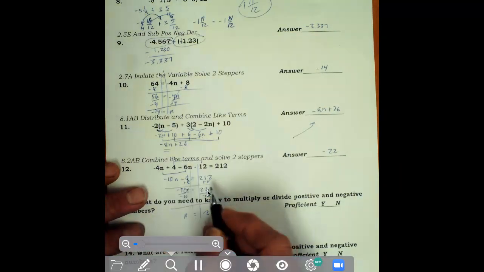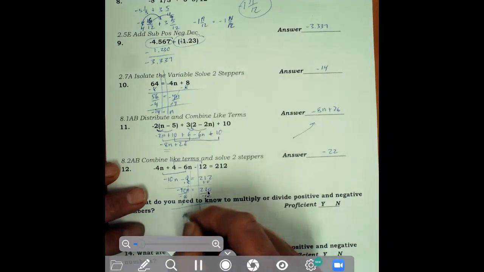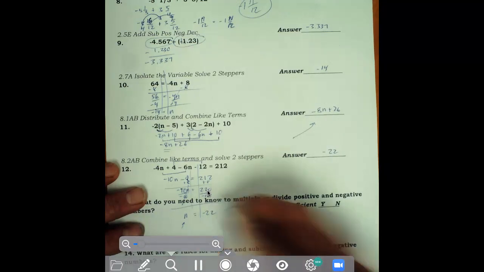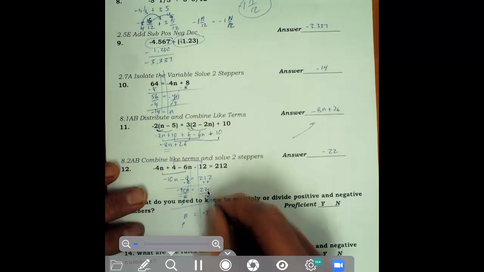On this one down here, these combine to make a negative 10n. These combine to make a negative 8. You add 8 to both sides, and you have 10n equals 220. Divide by 10. 10 divided by 10 is 1n, or just n. 220 divided by 10 is 22, and it's a negative because it's a positive divided by a negative.